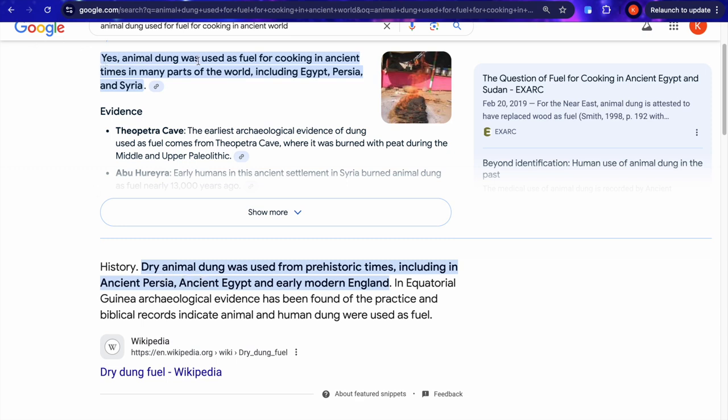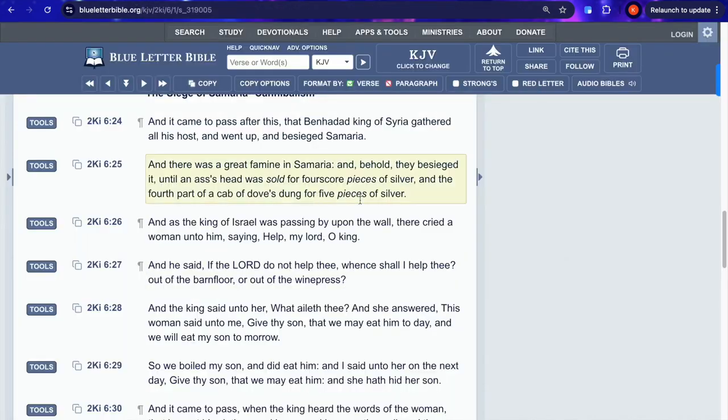Well, here's the straight answer, right? Yes, animal dung was used as fuel for cooking in ancient times in many parts of the world, including Egypt, Persia, and Syria. Dry animal dung was used from prehistoric times, including in ancient Persia, ancient Egypt, and early modern England. In Equatorial Guinea, archaeological evidence has been found of the practice, and biblical records indicate animal and human dung were used as fuel. So, presumably the dung they're buying here is not to go and eat it, but to use it as fuel to be able to prepare whatever remnants they could put together to eat. So anyway, it was super expensive because of this famine here.